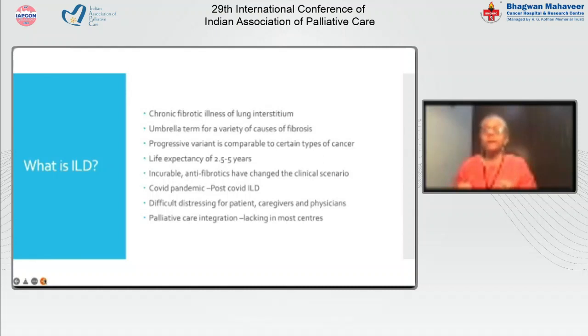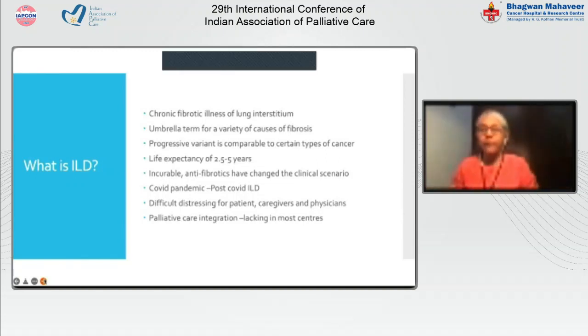What we really need to understand is medically, this condition is progressive, is incurable, and eventually the patient reaches a stage of being a respiratory cripple. To add to this, the pandemic also has led us to challenging situations of post-COVID interstitial lung disease, only complicating the life of the treating pulmonologist. This condition is extremely distressing, not just for the patient, but for the caregivers as well as for the physicians. So introducing palliative care as an integration with pulmonology, especially for conditions like interstitial lung disease and chronic obstructive pulmonary lung disease, is a win-win for everybody. And that is unfortunately lacking in most centers.